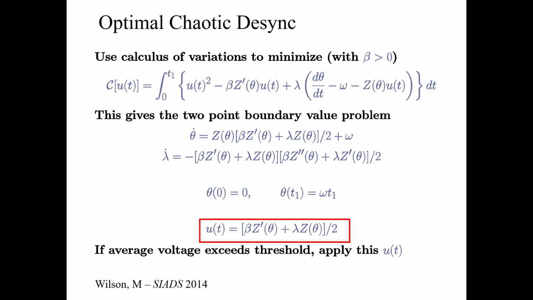The way we used this was, this is derived for two neurons, but really we want to control a population of neurons. So we track the average voltage of the population. If the neurons are all in phase with each other, you get a spike corresponding to the average voltage. If you exceed some threshold for that, you apply this input. And if things become desynchronized enough, then you don't need any more inputs.